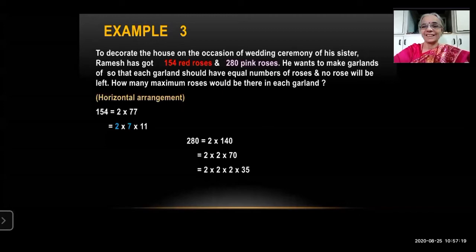It comes in the 5's table. So 5 sevens are 35. So my next step is 2 into 2 into 2, 3 times 2 is there, 5 into 7. And what do I do? Common factor, highest common factor. So just underline common factors. 1 time 2 is there. 7 is there. Correct? And so the highest common factor is 2 into 7, that is 14.